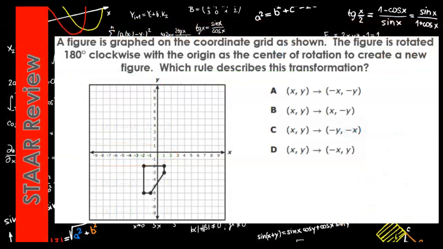All right, I have a couple of STAR review questions. These came from previous STAR tests. So a figure is graphed on the coordinate grid as shown. The figure is rotated 180 degrees clockwise with the origin as the center of rotation to create a new figure. Which rule describes this transformation? So pick out the correct rule for me.